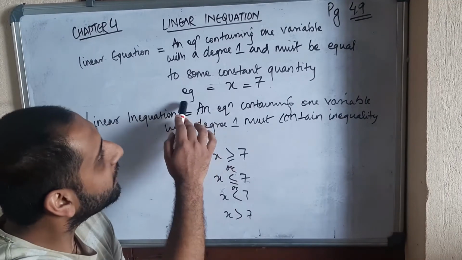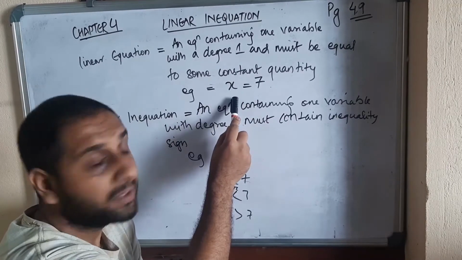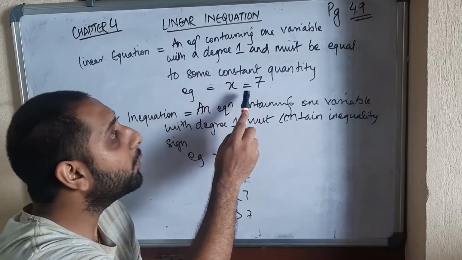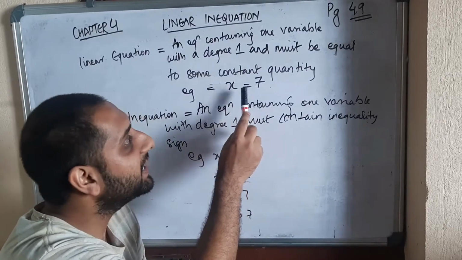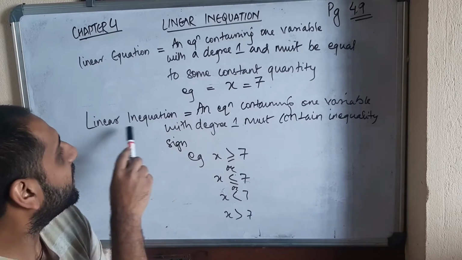For example, see, the value of a variable x is here. So x is equals to 7. This is a linear equation, where you have an is equals to sign. Now similarly, you've got linear inequations.